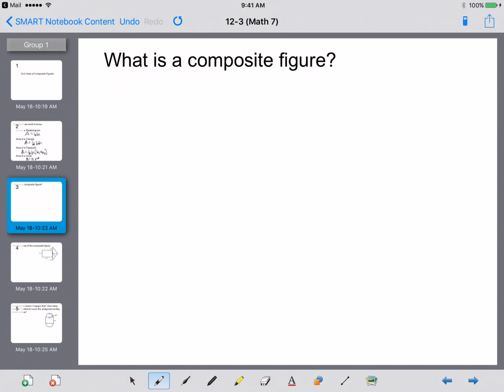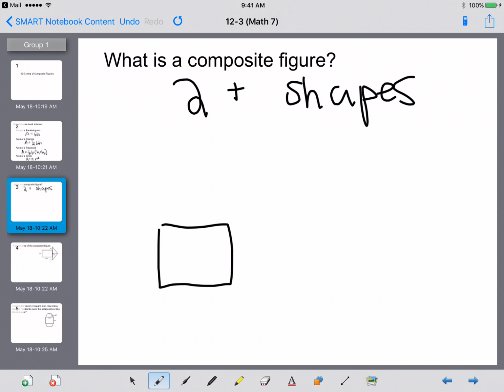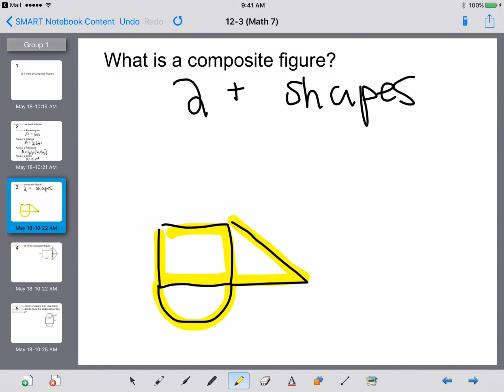So what is a composite figure? A composite figure is made up of two or more shapes put together. It would be something like a square with a triangle on it and then half a circle over here. So to figure out what that area is, you need to break it down into areas you know how to find. So we would figure out the area of our square here, plus the area of this triangle, plus the area of this circle.